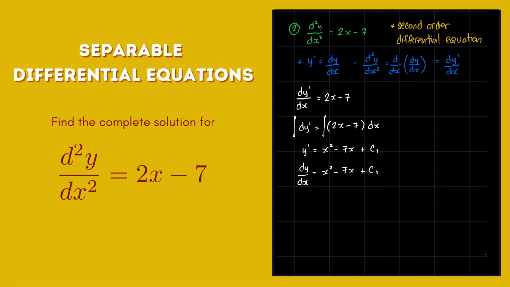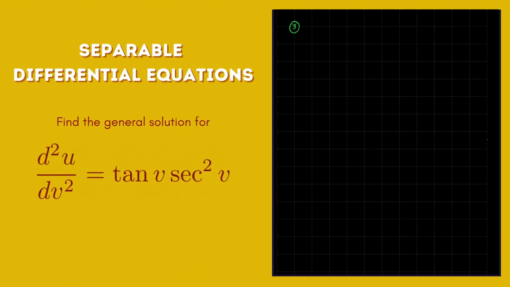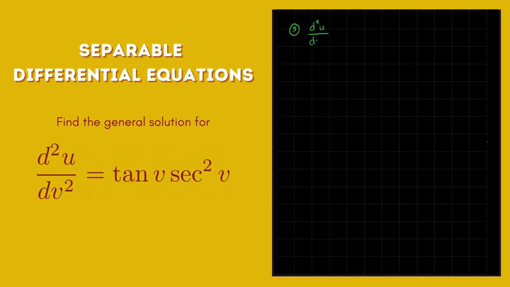Again, this is a separable differential equation. I-separate natin si dy and dx. And write it na dy is equal to the quantity x squared minus 7x plus c1 times dx. Let's take the integral of both sides and we'll get our function na y is equal to x cubed over 3 minus 7x squared over 2 plus c1 times x plus c2. So meron tayong dalawang constant, c1 and c2, and again, we'll have an infinite number of solutions for this differential equation. For our third example, mag-try naman tayo ng konting trigonometric functions.